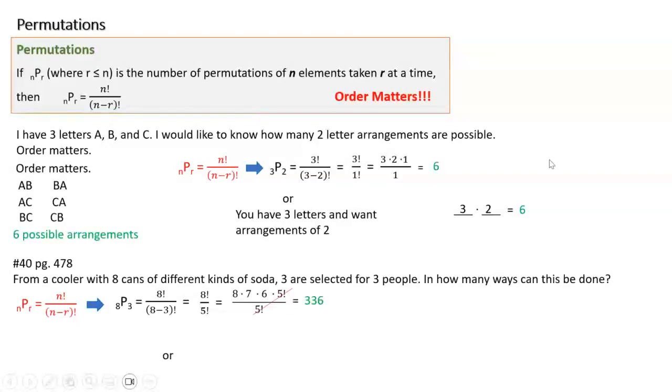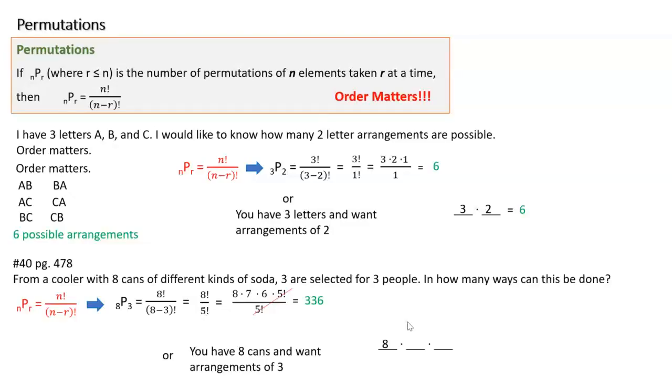Or you can do it this way, right? By putting a blank for each choice. So here, guys, we have three different people, to select 3 sodas for 3 different people. So it's going to be 1, 2, 3. So how many can be selected first? It's going to be 8, right? 8 different types of sodas. Say there was a 7-Up, Coke, Pepsi, Sprite, root beer, whatever it is, up to 8.